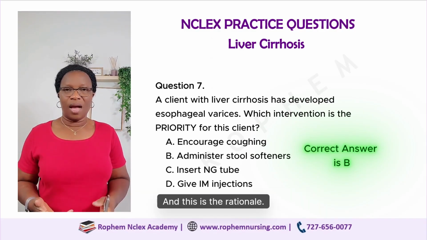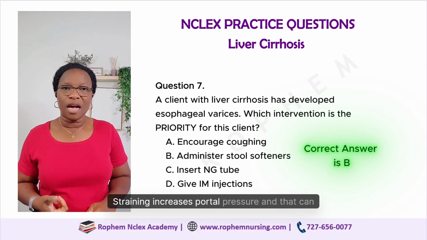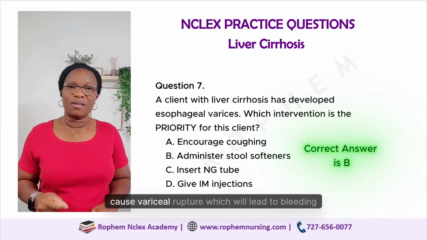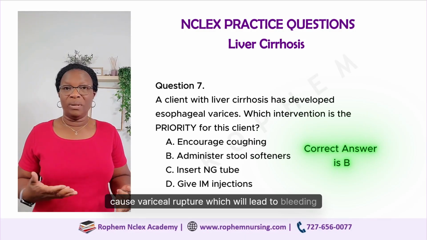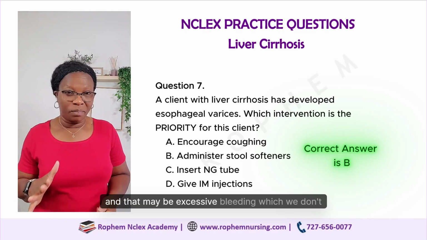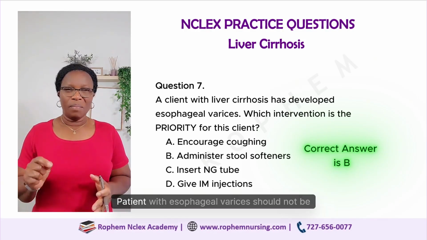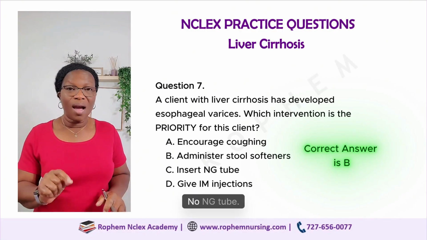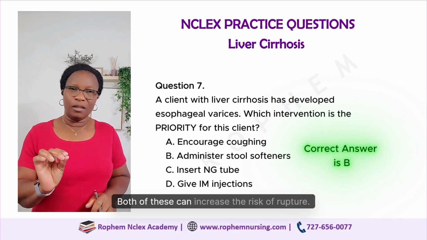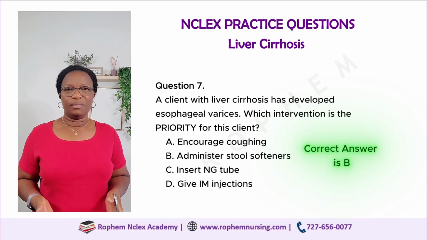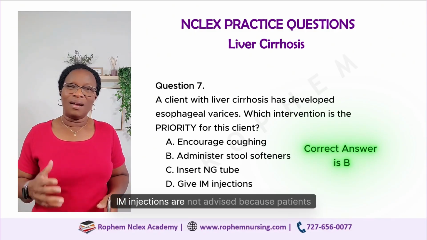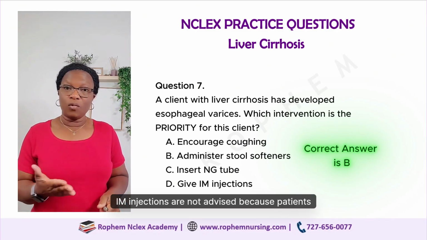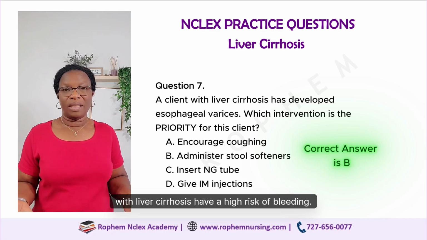And this is the rationale. Straining increases portal pressure, and that can cause variceal rupture, which will lead to bleeding, and that may be excessive bleeding, which we don't want. Patients with esophageal varices should not be encouraged to cough. No NG tube. Both of these can increase the risk of rupture. IM injections are not advised because patients with liver cirrhosis have a high risk of bleeding.